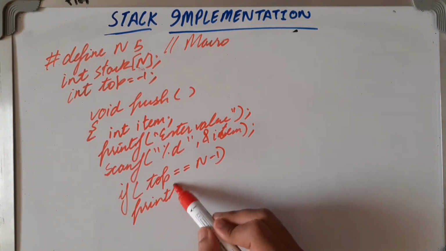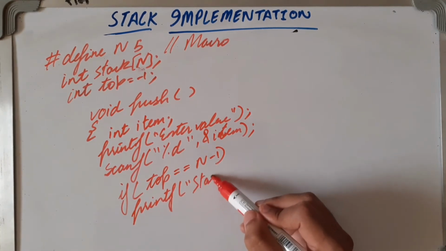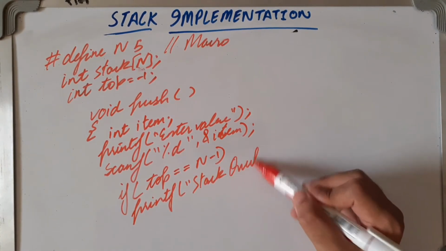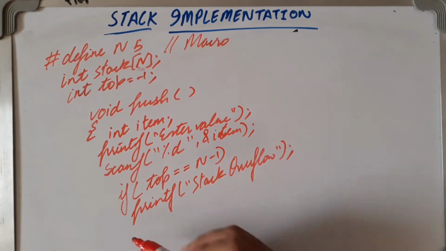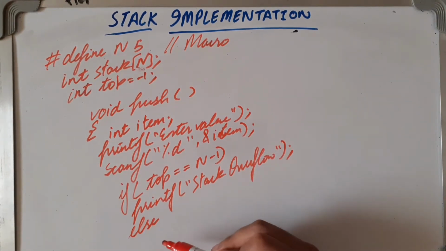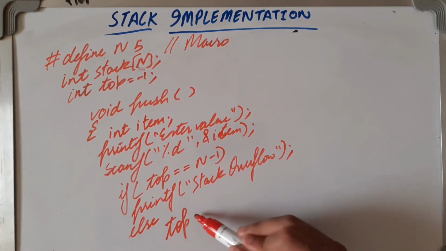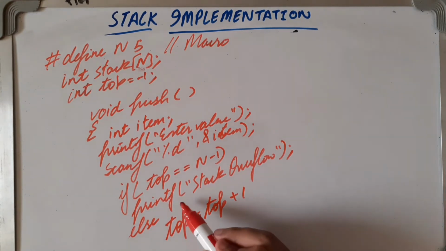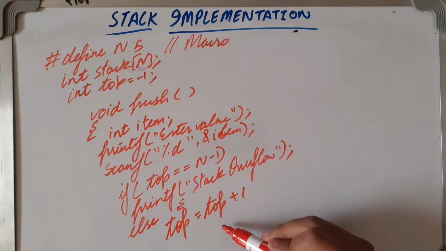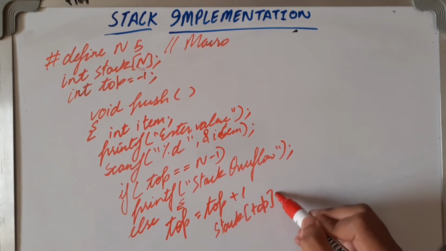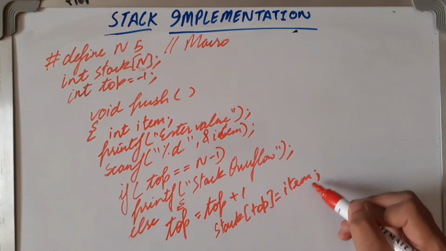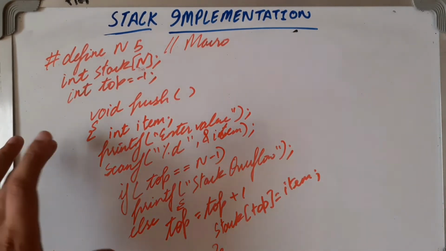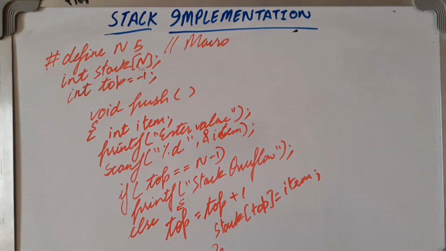printf stack overflow, meaning the stack is full, else in the else we have top equals to top plus 1, and inside the else we have one more statement: stack of top equals to item. Okay guys, this is our push, how we are pushing that element in the stack.